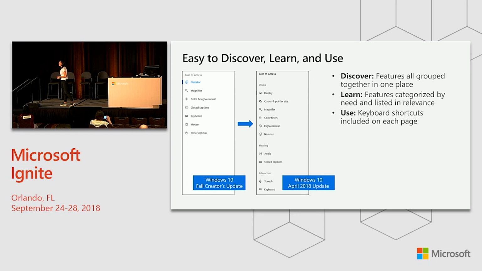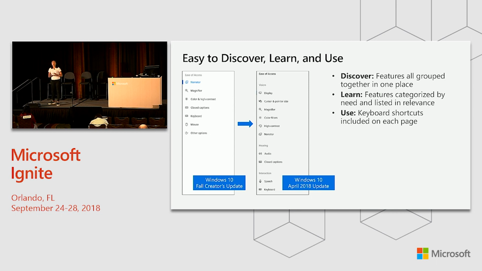There's a couple of key things here that I want to call out. The first is that we really want to see ease of access as our centralized home for a lot of these accessibility settings. So you'll notice that that list is a lot longer because there's just more features that we're surfacing within ease of access. The second is that the team did a lot of work to organize the features by need.